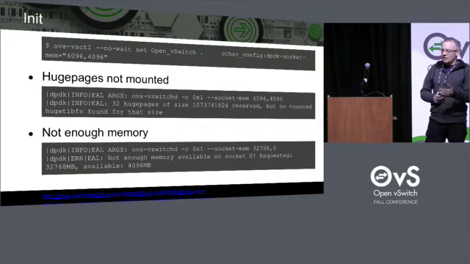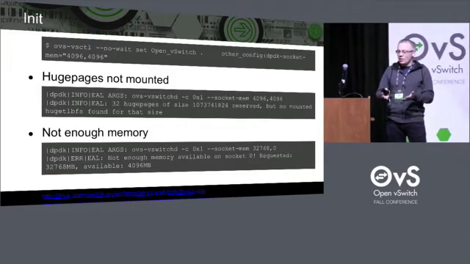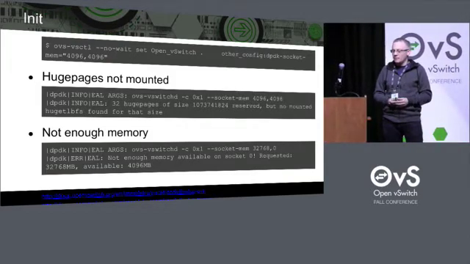The first thing is we can set the DPDK socket memory through the OVS DB, and that filters down directly into DPDK. In this case, we say 4096 on NUMA 0 and 4096 on NUMA 1. That's 4 gig on NUMA 0, 4 gig on NUMA 1. The first thing we can hit is that the huge pages aren't mounted, and it gives us a perfectly readable debug message telling us exactly that: there's 32 1 gig huge pages reserved, but they're not mounted.